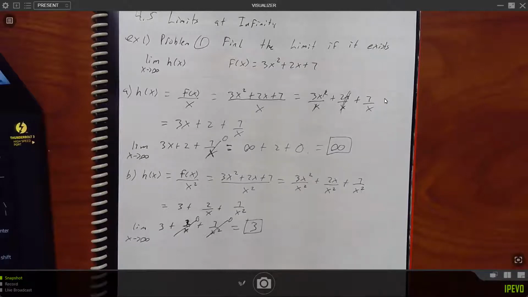So when you're dealing with infinity, you can make these assumptions because when a fraction is infinitely small, it's going to go to 0 eventually. Does that make sense? Yes.